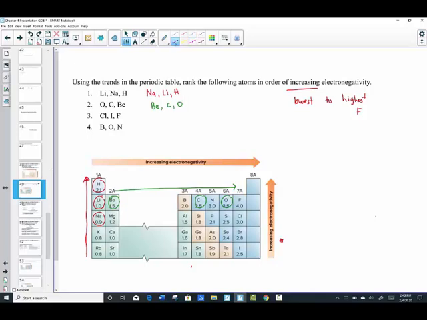Next one we're examining, we're given chlorine, iodine, and fluorine. The trend: electronegativity increases going up a column. The least electronegative is iodine, chlorine in the middle, and then the most electronegative being fluorine. And one more, we have boron being compared to oxygen and nitrogen. Left to right, boron, then nitrogen, then oxygen, increasing electronegativity as we read left to right on the chart.